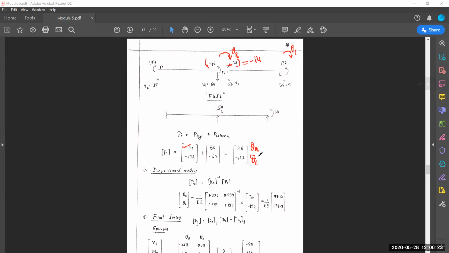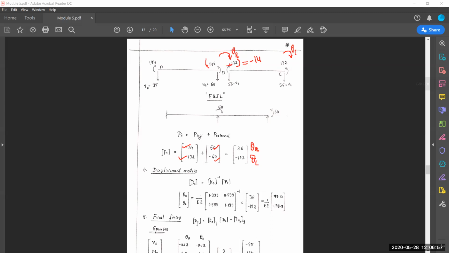Next position is joint C. So theta C is here. Near joint C, 132 is given, but it's running anti-clockwise, so a negative value is written. Plus, in the same way, check whether any external moments are given near joint B and joint C. It is there, no, 50 and 60. So 50 is running clockwise, so plus 50. This one is anti-clockwise, so minus 60. Add those two, you'll get PS.